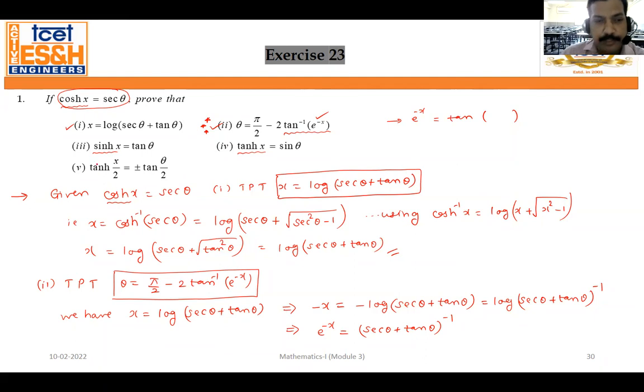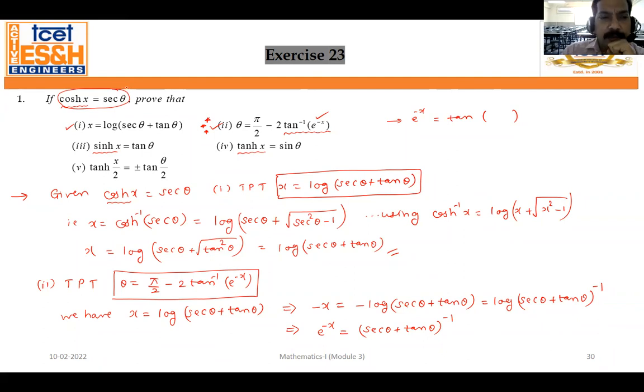ये 5 रिजल्ट मुझे प्रूव करने हैं इस इंफॉर्मेशन के बेसिस के ऊपर. Try to read this example very carefully. Cos hyperbolic of x दिया है sec theta और तुमको प्रूव करना है sin hyperbolic of x is tan theta, tan hyperbolic of x is sin theta, tan hyperbolic of x by 2 is plus minus tan theta by 2, x is equal to log of sec theta plus tan theta और theta is equal to pi by 2 minus tan inverse e raised to minus x. कितने सारे चीजें प्रूव करना है सिर्फ ये क्वेश्चन के ऊपर.